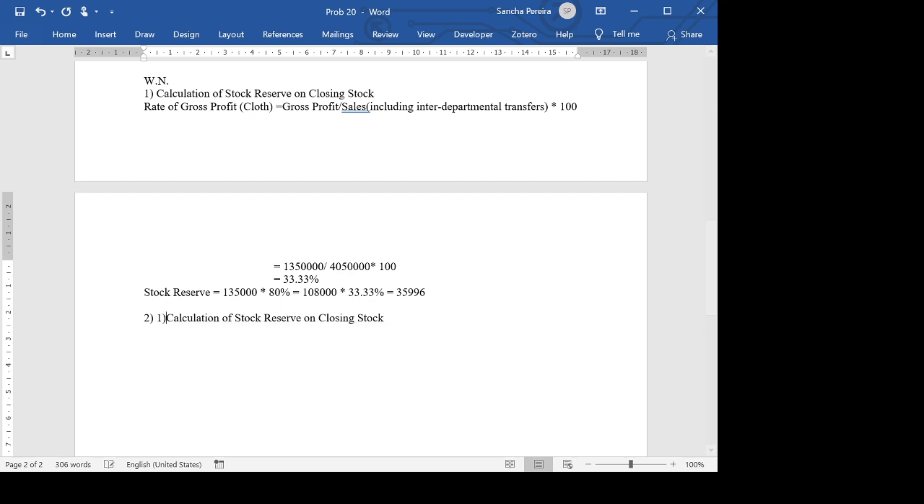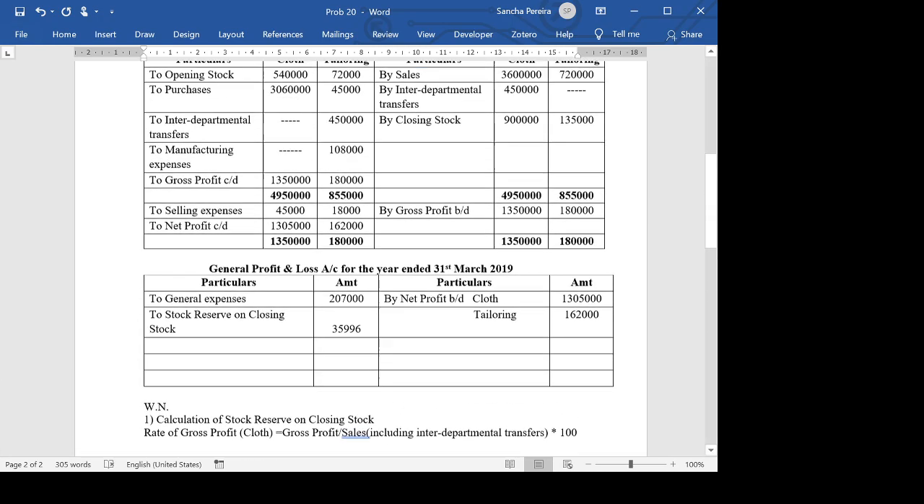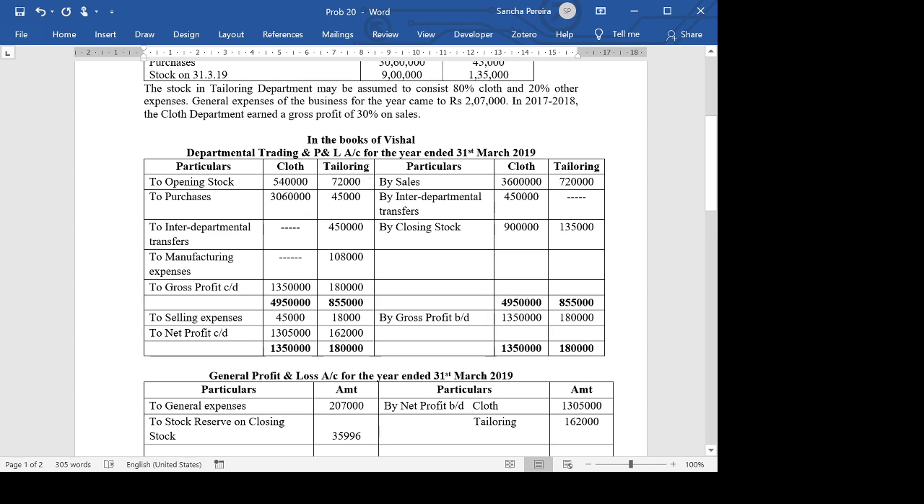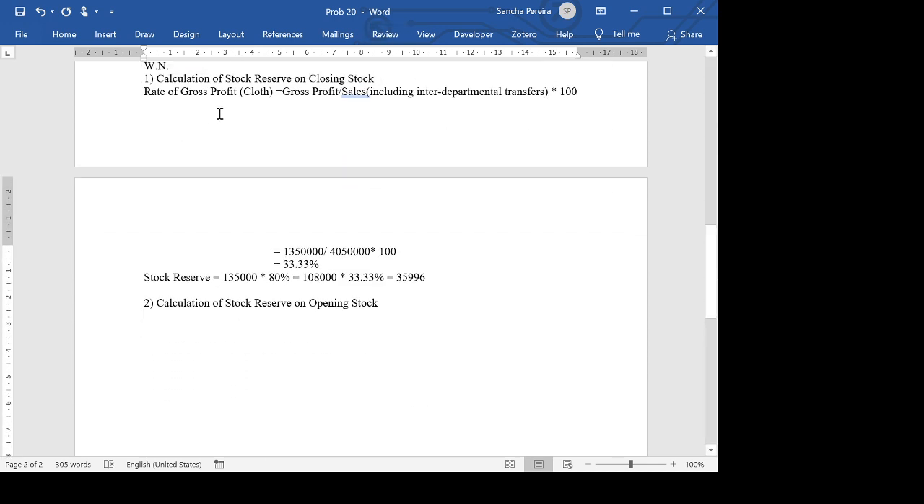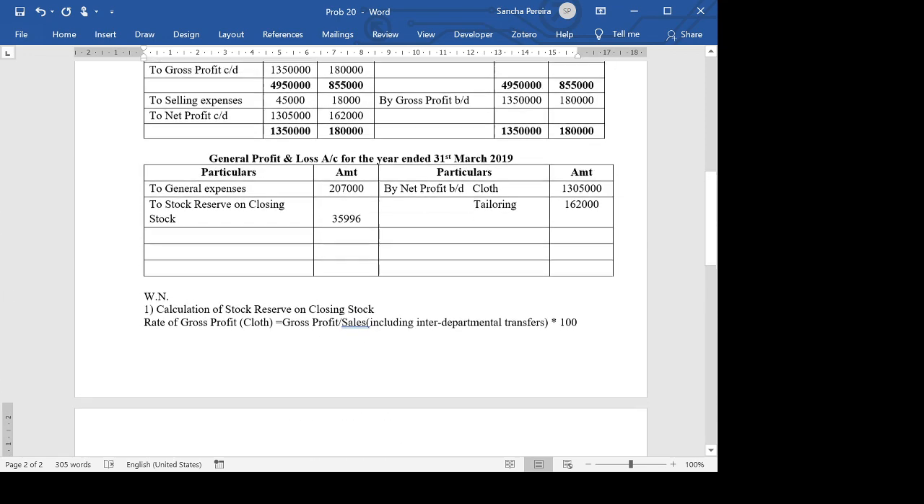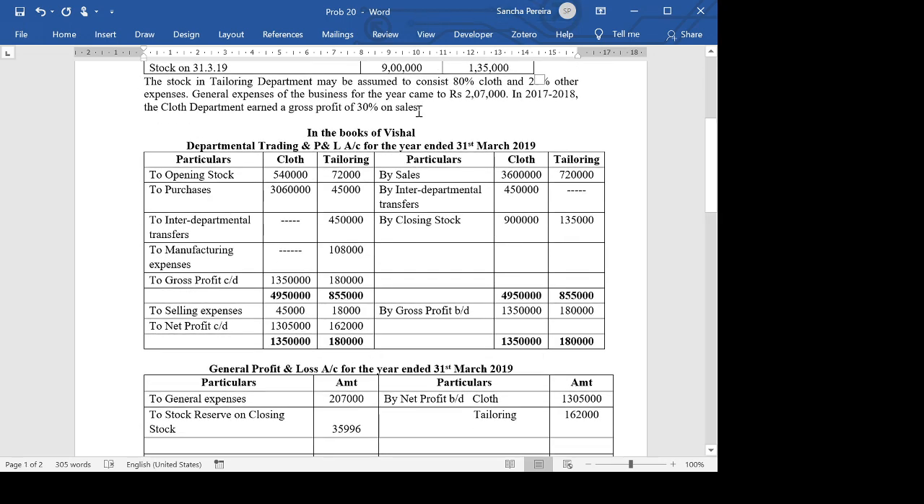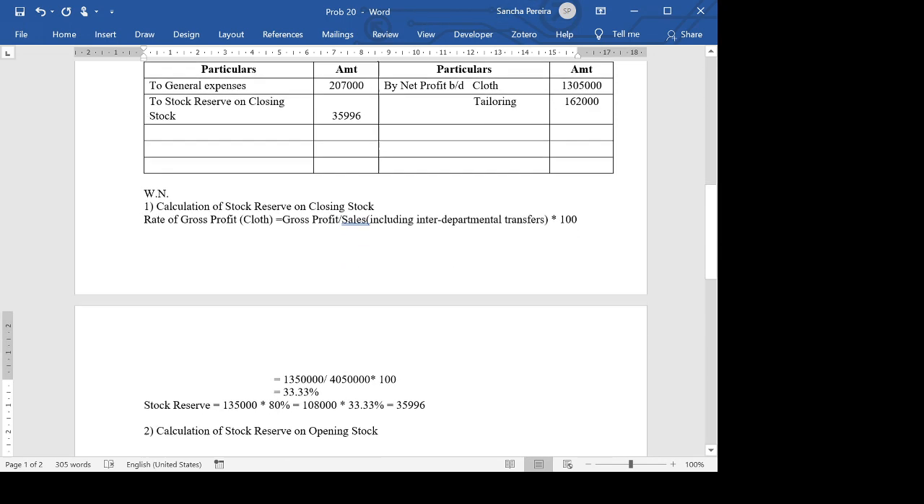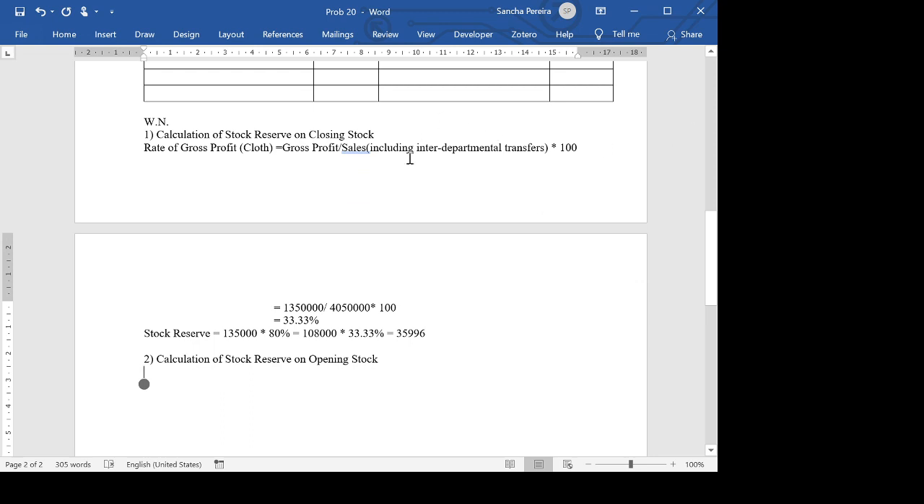Calculation of stock reserve on opening stock. Now, opening stock, we know the amount. Opening stock is 72,000. I don't have to do the additional step of the rate of gross profit, because we already know the rate of gross profit for the opening stock, which is 30%. Why did I do the calculation earlier? Because we didn't know this year's rate of gross profit. Last year's is already known to us, and since last year's applies to the opening stock, I'm directly going to calculate the stock reserve.